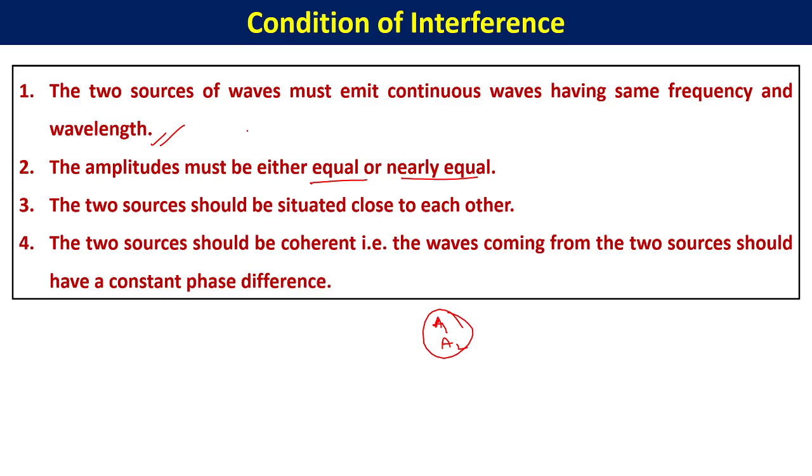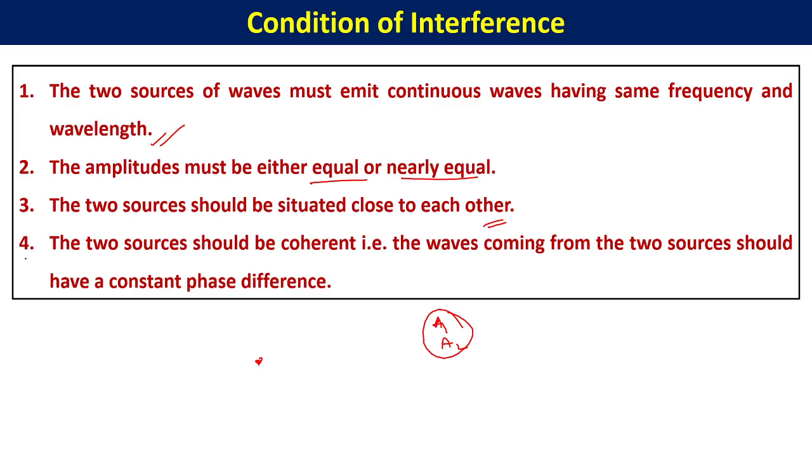Then third, the two sources should be situated close to each other. It should not be that one source is here and another source is 1 kilometer away. In case of acoustic interference I'm talking about, such should not be the case. The two sources should be very close to each other.